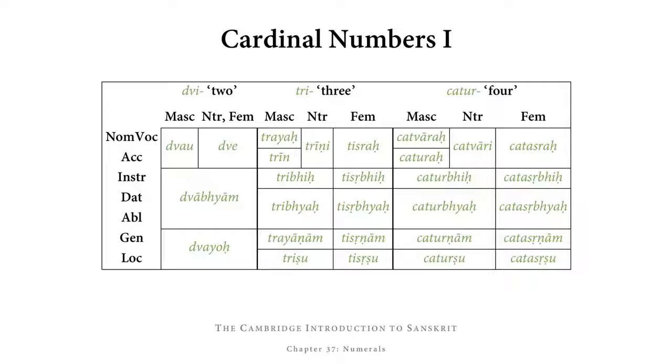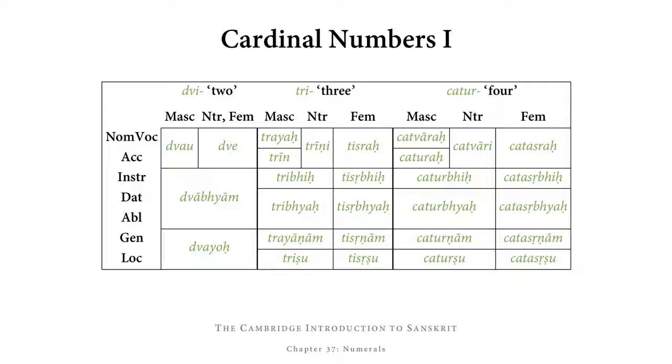In the feminine, we have a different stem, which basically is an r stem, and the forms that we get are tisrah, tisribhih, tisribhyah, tisrinam, and tisrishu. So as long as you're able to recognize the stem, you should be able to recognize all the individual case forms.